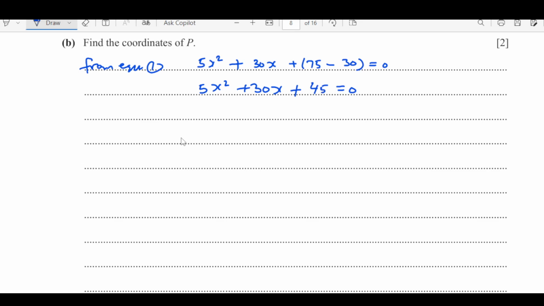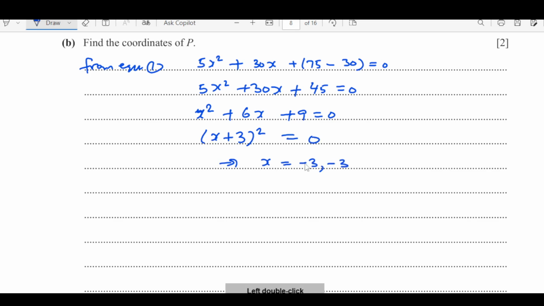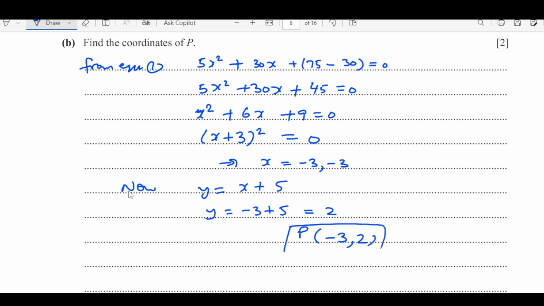We divide the whole equation by 5, so this is going to be x squared plus 6x plus 9 equals 0. It simplifies, and the values will be easier. Now we can factorize this: x plus 3 whole squared equals 0. So x will be negative 3 and negative 3, the repeated value, which is what the question said. Now we have the equation y equals x plus 5, and with the value of x we can find y, which is 2. So point P has the coordinates (negative 3, 2). This is our answer.